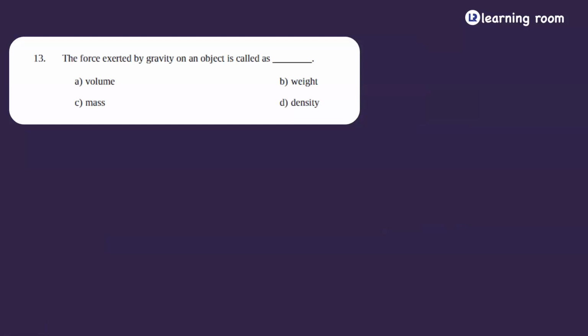The force exerted by gravity on an object is called as what? Weight. Right? Mass is calculated without gravity; when calculated with gravitational force, it becomes weight. That is why we feel light on the moon. The moon has gravity, so our weight differs there, but mass remains the same at both places. So weight is the answer. Option B. Clear? Next.